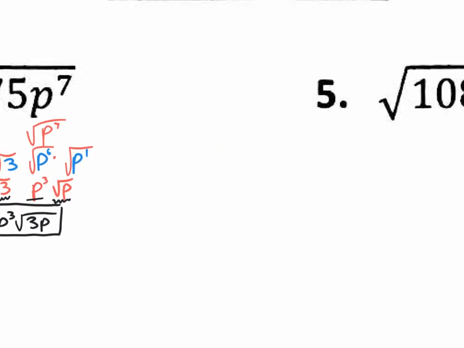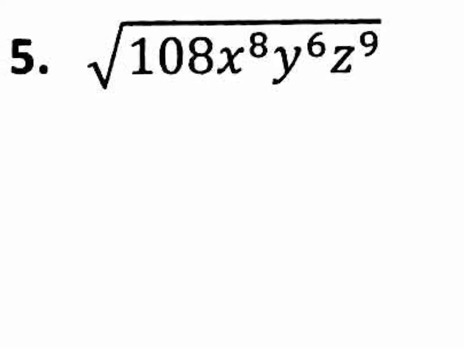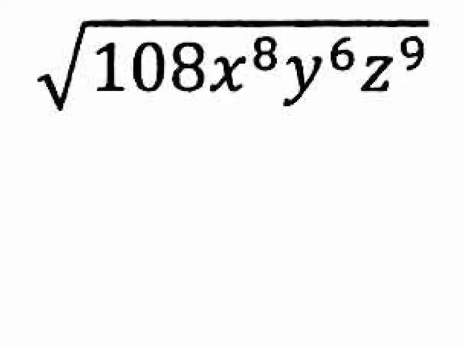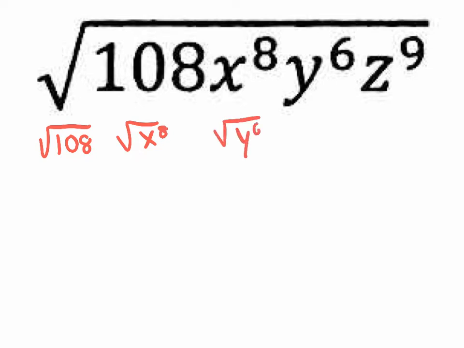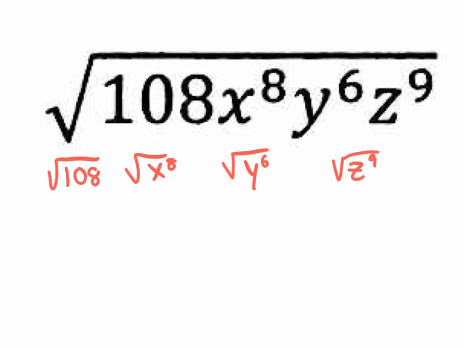Number 5. Once again, let's break it all up. We're going to split the root to everything. The square root of 108. The square root of x to the 8th. The square root of y to the 6th. And the square root of z to the 9th. Okay, 108 is not a perfect square number. And to be honest with you, right now, I can't think off the top of my head the multiplication of a perfect square number. So I'm going to make a perfect square number list to help me.